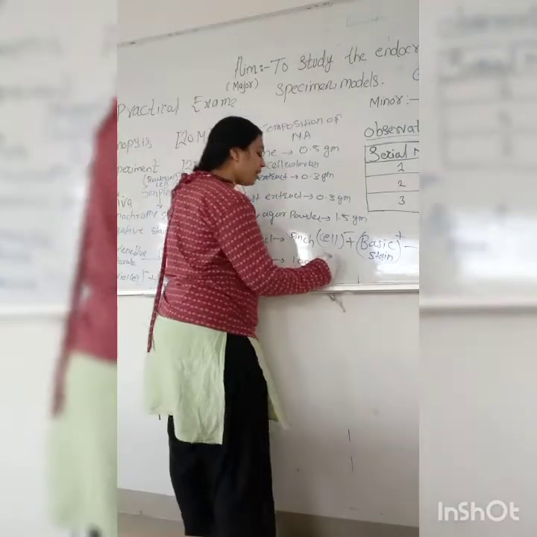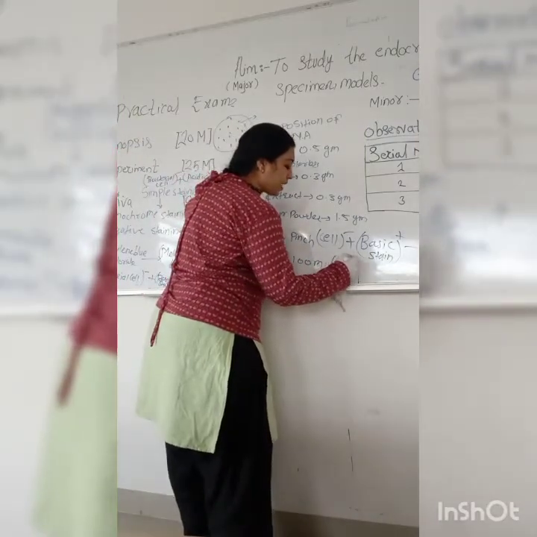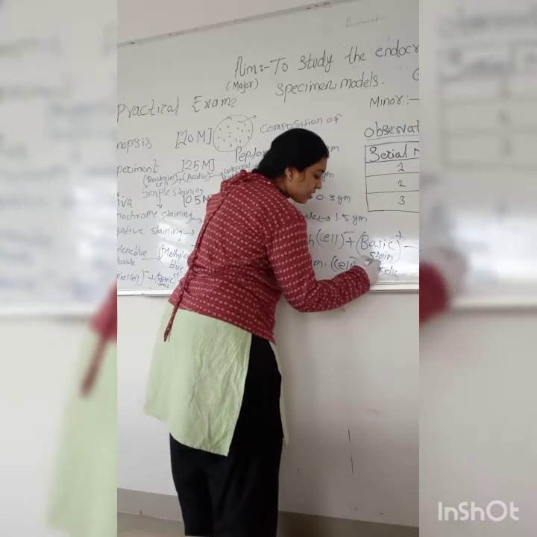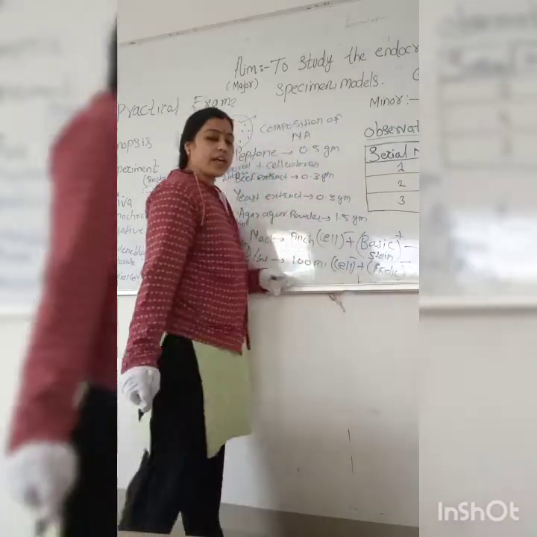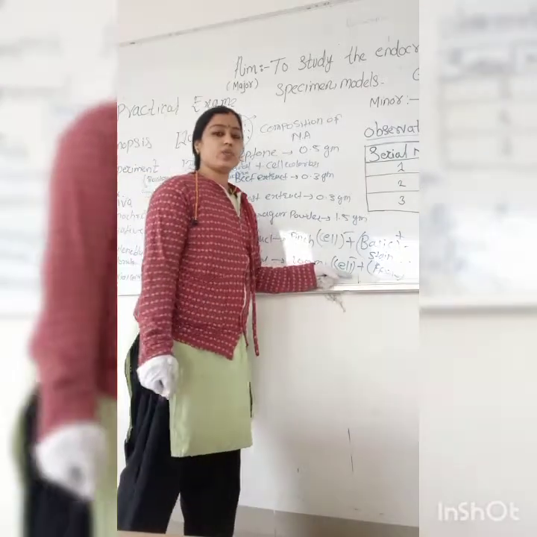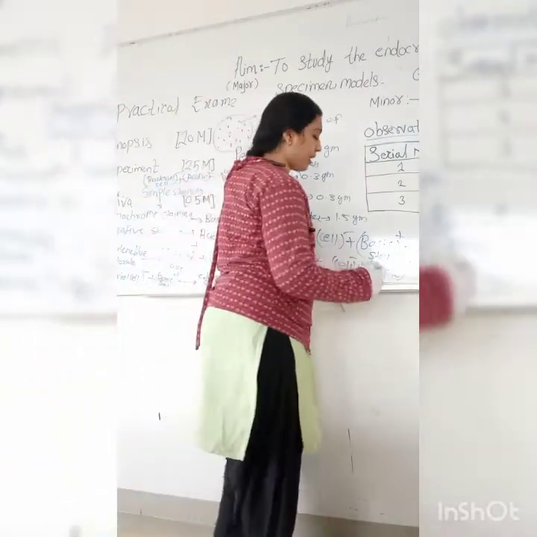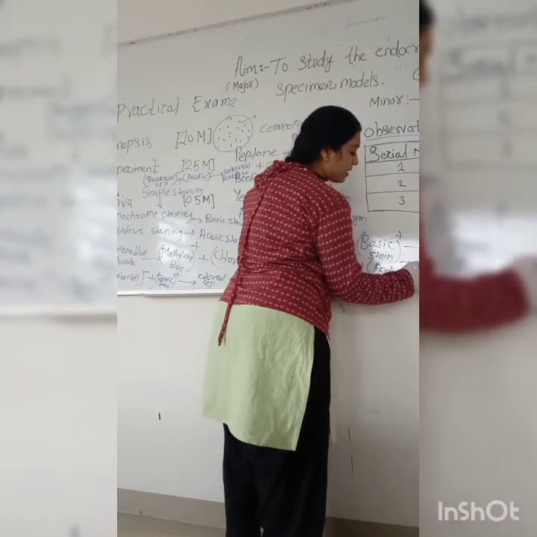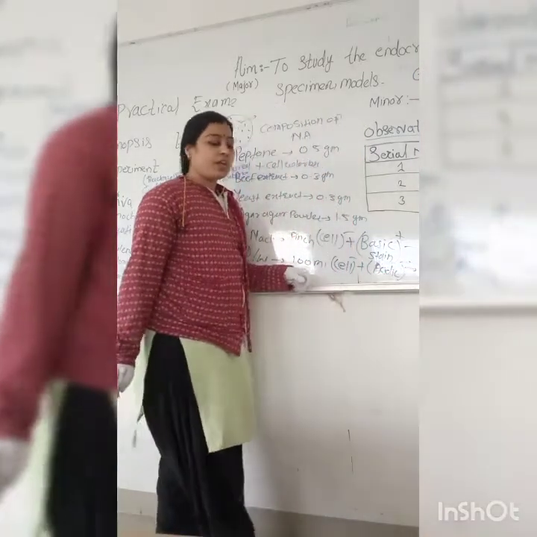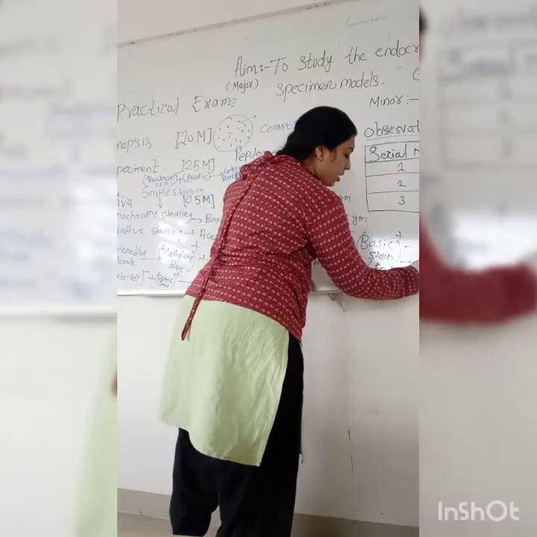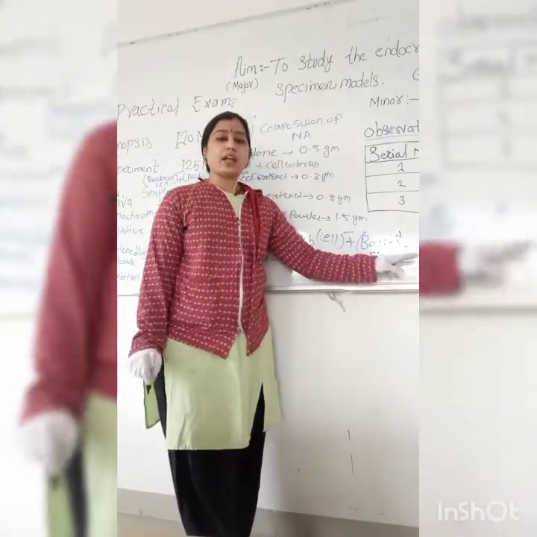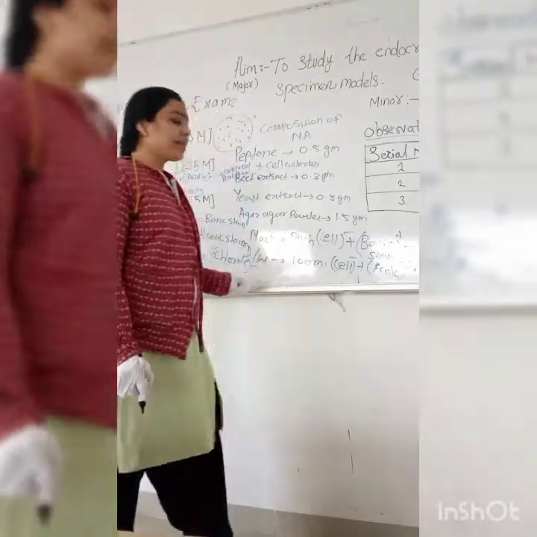And what is negative staining? In negative staining we are using an acidic stain. This acidic stain has a negative charge, and the cell also has a negative charge. So negative charges repel, and we get a colored background and colorless cells are observed. So this is negative staining.